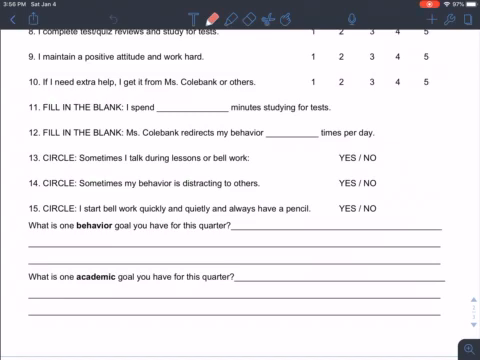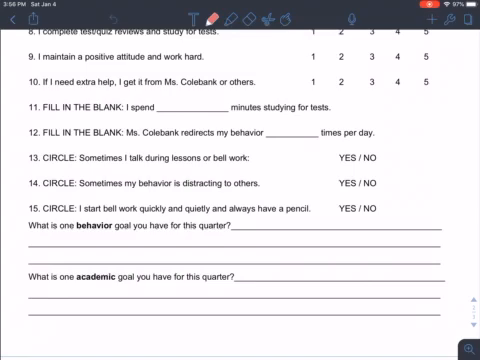Number 14, circle. Sometimes my behavior is distracting to others. Yes or no? And 15, circle. I start my bell work quickly and quietly and always have a pencil. Do you always start your bell work quickly and quietly, and do you always have a pencil? Yes or no?